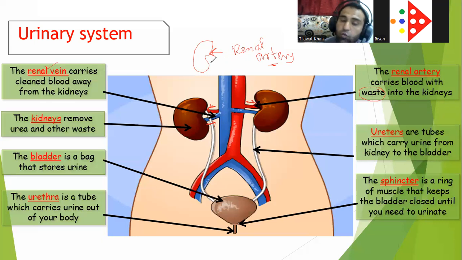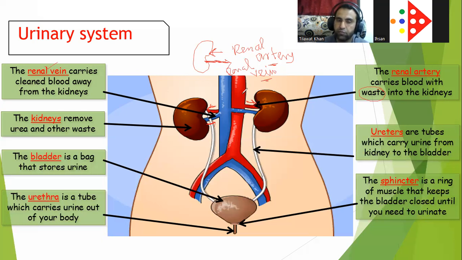Got it? So once that blood is filtered, it now needs to be removed from your kidney, right? So by what? Renal vein. The renal vein contains deoxygenated blood, but that blood is clean because the blood already passed through the kidney and the kidney filtered it. You got it?